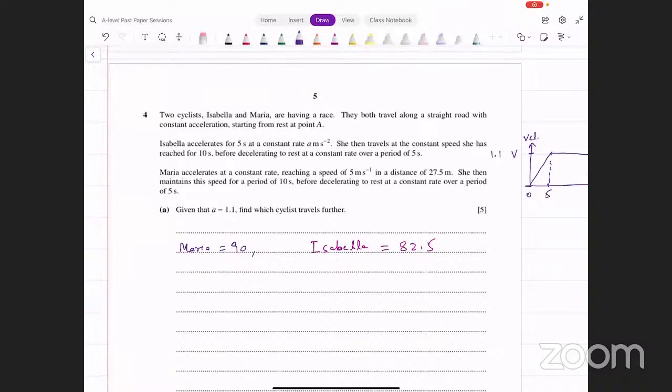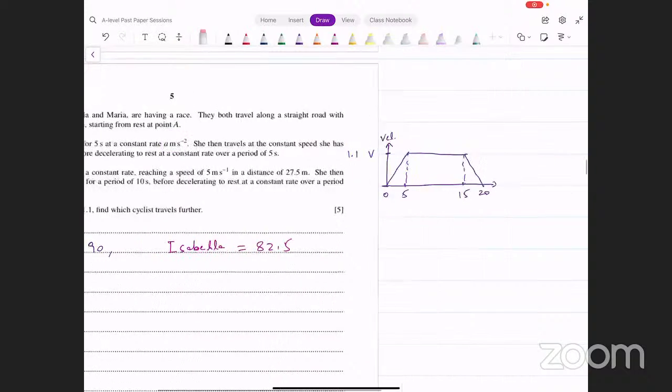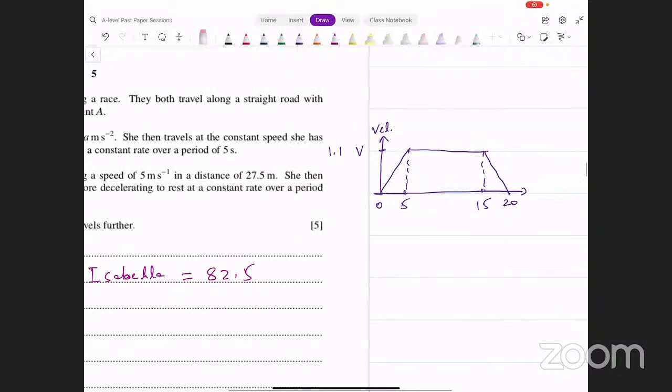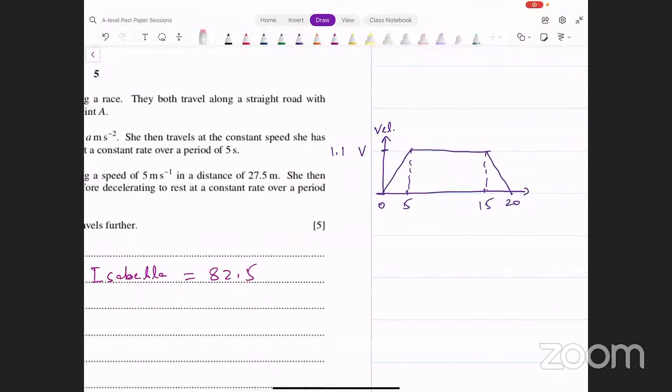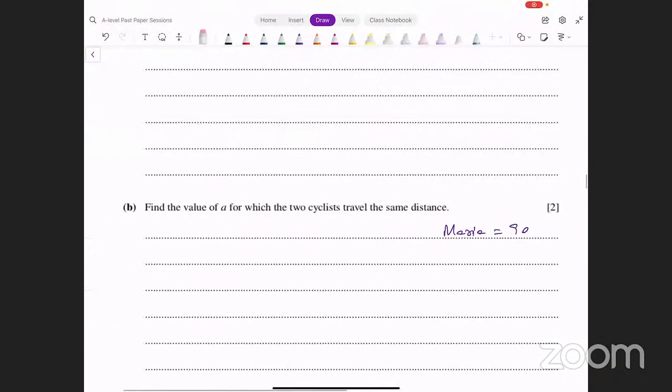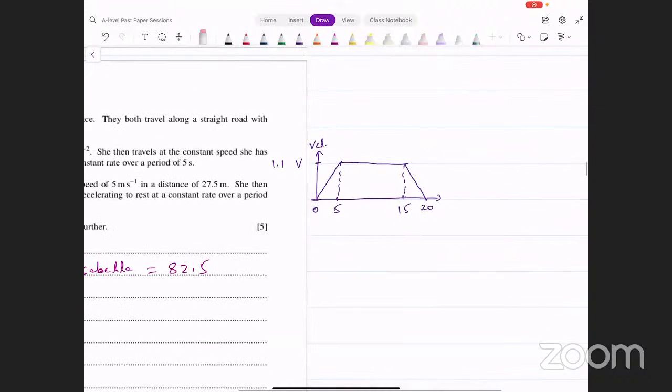इजाबेला का डिस्टेंस ट्रैवल डिपेंड करता है इस वैल्यू ऑफ ए के ऊपर कि ए की वैल्यू क्या है उसके ऊपर डिपेंड करता है. ठीक है. What we can do is we have made this rough sketch here on the side. हम इसका जो एरिया अंडर द ग्राफ है उसको इक्वेट कर देंगे 90 के साथ, and that's going to give us the value of A. Now let's see how we can do that. We know that the acceleration is A. इसका मतलब ये हुआ कि gradient जो है आपका इस part का, that is A.